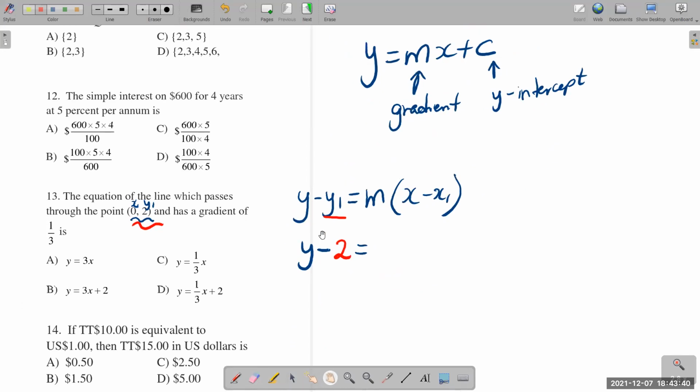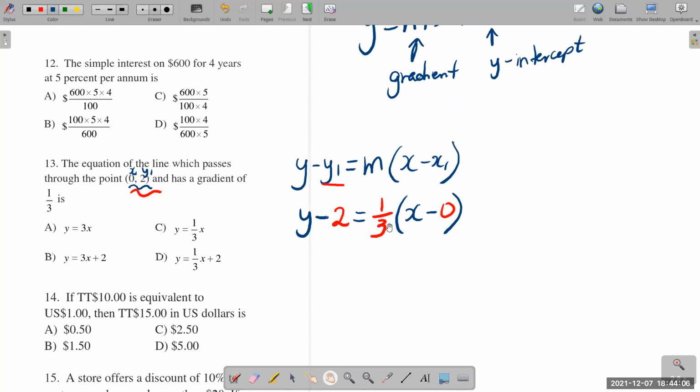M is the gradient, so we're going to replace m, and it gave us the gradient. It says it has a gradient of a third, so we're going to write that in, and I'm making sure to write it in red so you can see that it stands out. So this is just substitution. x minus x1. Who is x1? x1 is simply 0. Once you get this, all you need to do now is simplify this equation.